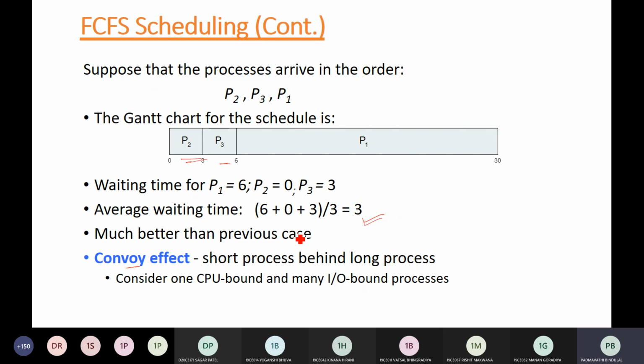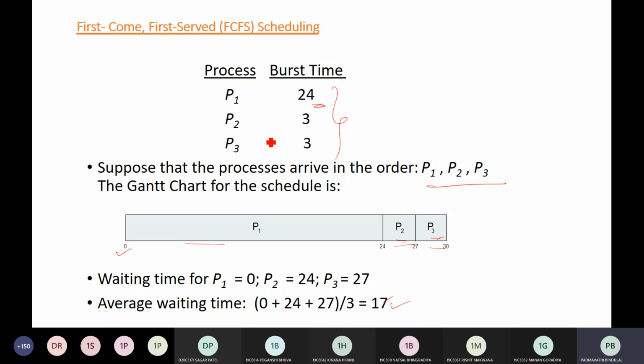So you can take the same example. Let's say P1 is a CPU bound process, whereas P2 and P3 are IO bound processes. Consider that scenario. IO bound means they don't want the CPU for their entire duration. They want it only to start the process. After that, the IO processor will take care of it. But still, they have to be in a waiting state for a long amount of time.